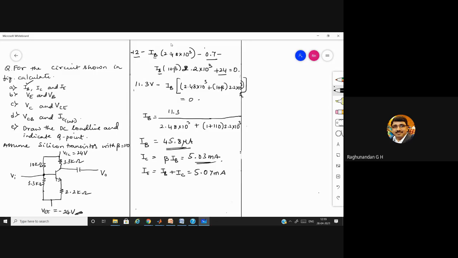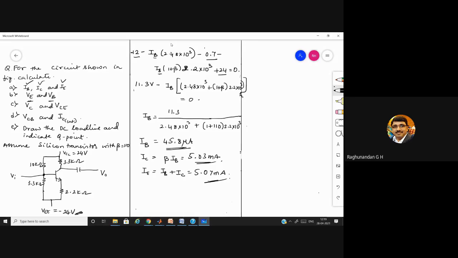5.07 milliamps. So you can see, IC and IE are almost near. That's why in approximate analysis, we consider they're almost the same. Okay. Now, what is the next part? So these three we found.